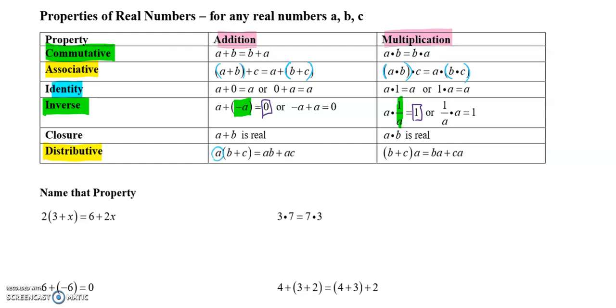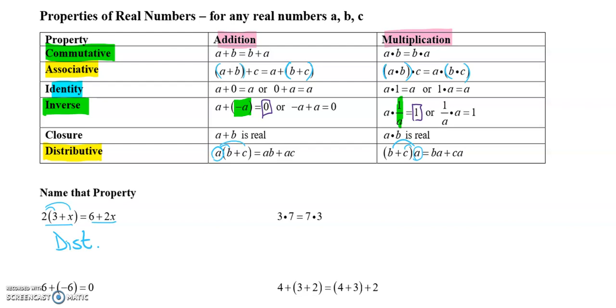Basically, if you've got a constant outside a set of parentheses, you can distribute that A over the addition and you get AB plus AC, or the A could be at the end and multiply it through the other way, BA plus CA. We use the distributive property a lot, and you're probably very familiar with that. So if we needed to name that property, if we look at the first one and we compare both sides of that equation, what we can see is we've distributed here 6 plus the 2x. So that's the distributive property.